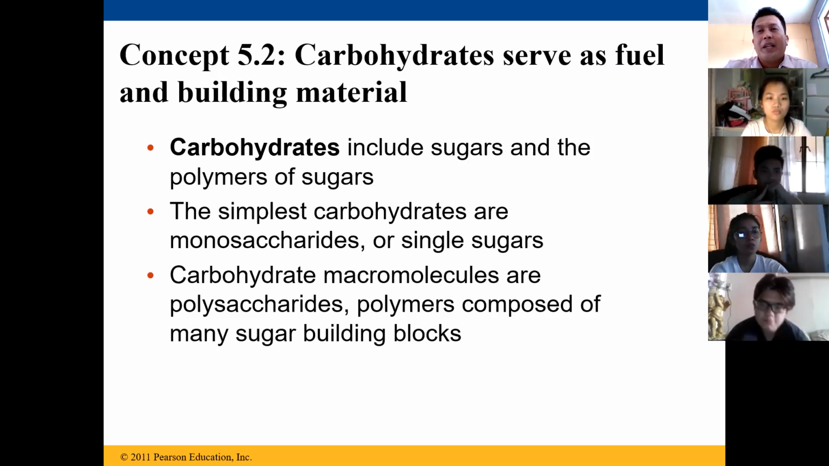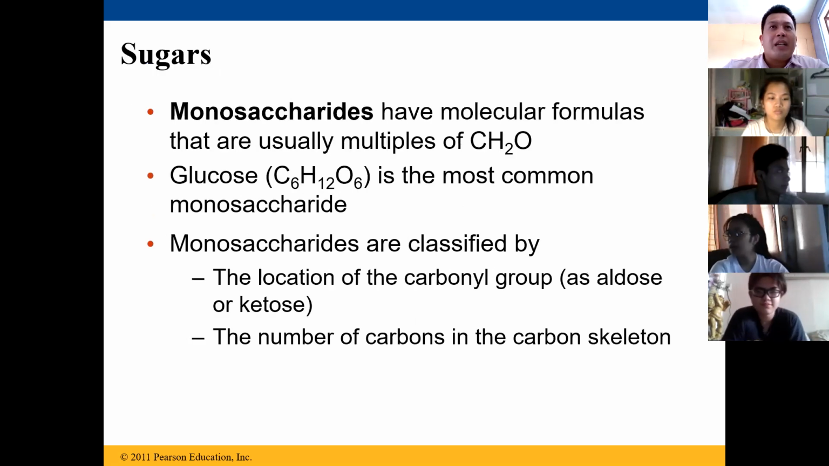But if you combine two monosaccharides, it will end up as a disaccharide. And if more than two, it will be a polysaccharide already. So carbohydrates are macromolecules composed of polymers called polysaccharides, or many sugar building blocks. For the monomers of carbohydrates, we term it monosaccharide, and the empirical formula for monosaccharide is CH2O.